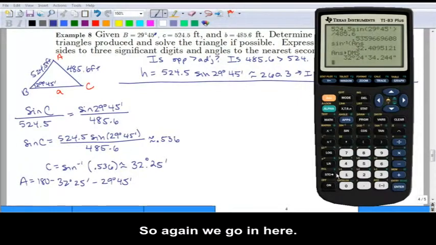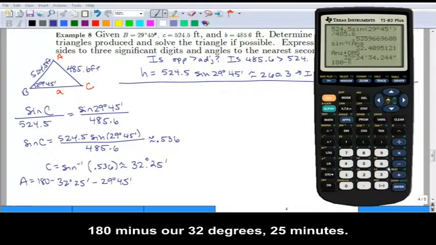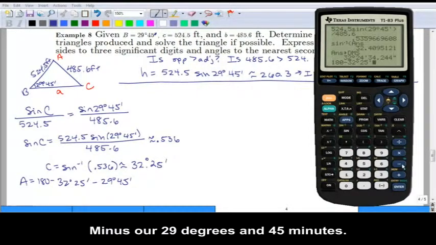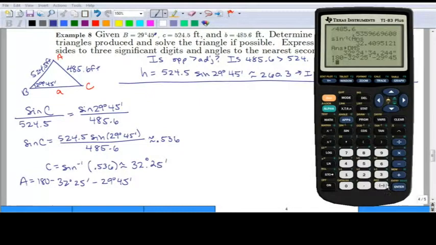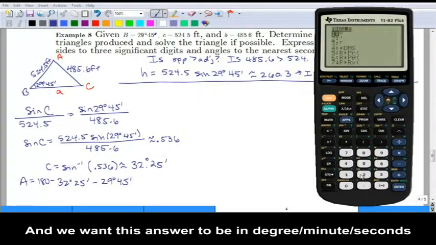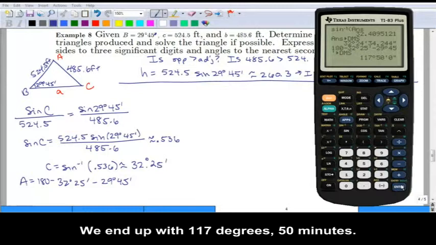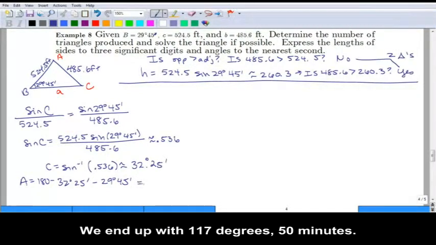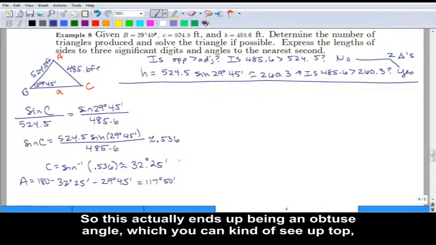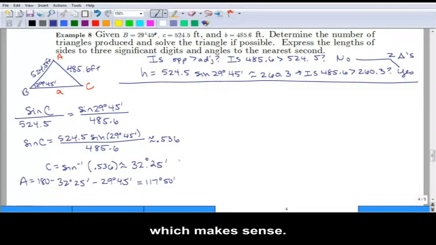So again, we go in here, 180 minus our 32 degrees, 25 minutes, minus our 29 degrees and 45 minutes. And we want this answer to be in degree minute seconds, so we can do this all in one step. We end up with 117 degrees, 50 minutes. So this actually ends up being an obtuse angle, which you can kind of see up top, which makes sense.